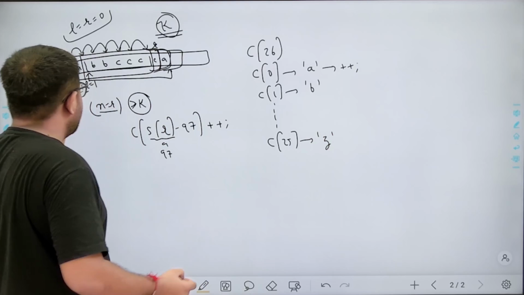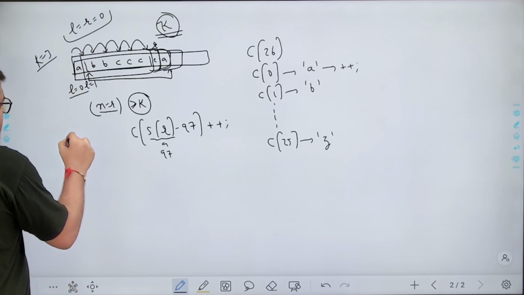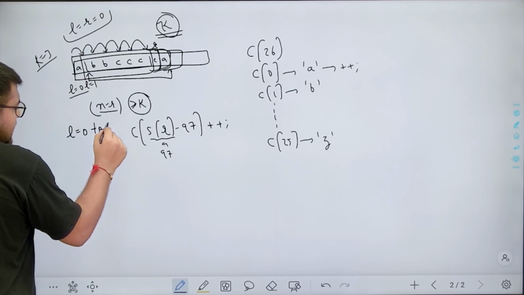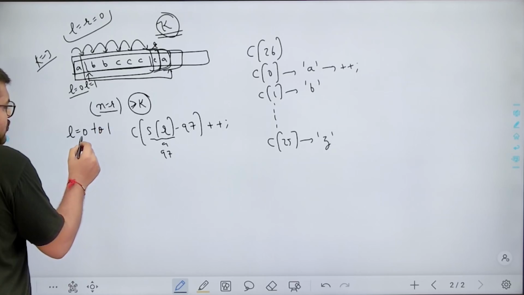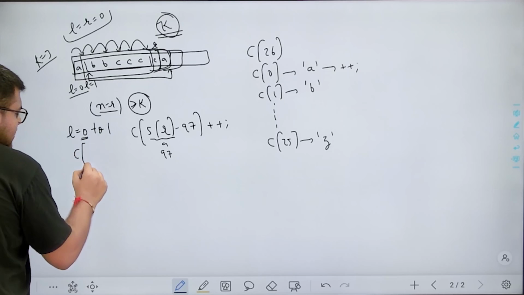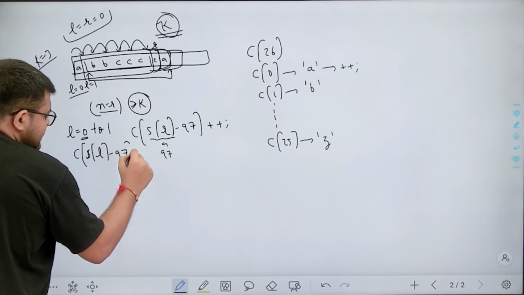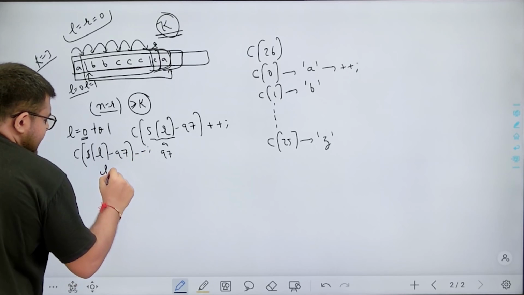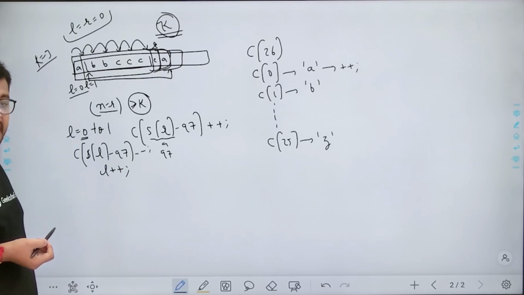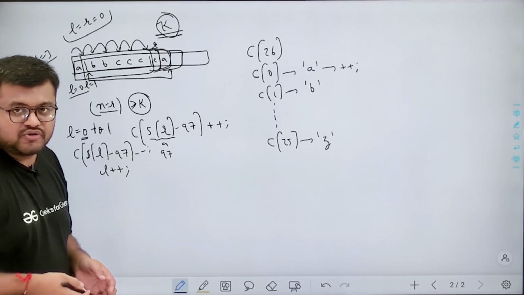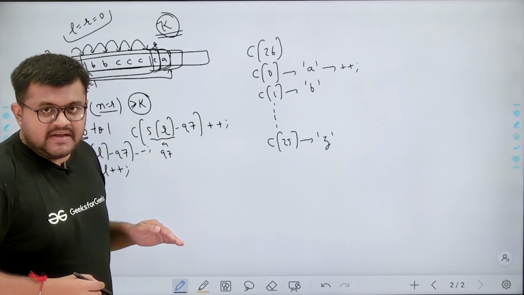Okay, and whenever I'll increment L, so I am going from L equals to 0 to 1, first I'll decrease the count of the character at 0th index. So count of S of L minus 97, I'll do it minus minus, and then I'll increment the L. Okay, so the count of this character is reduced. Okay, so this array will be maintained.